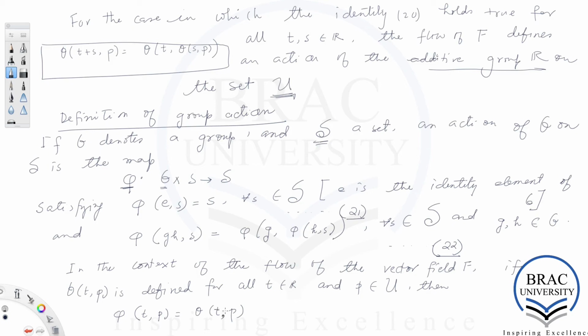Okay, for all t comma p in R cross U. Remember that here the domain is taken to be the whole real line. The calligraphic D is the whole real line in this case. So that the group action, the additive group R acts on the set U.